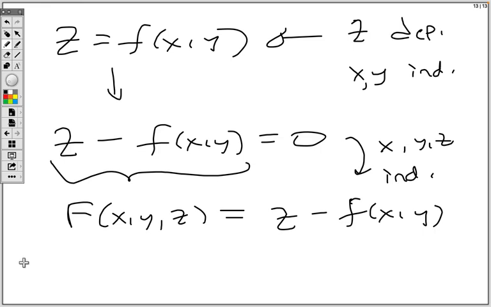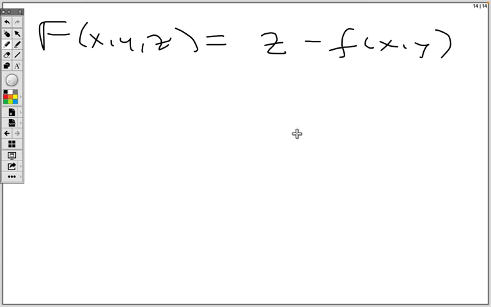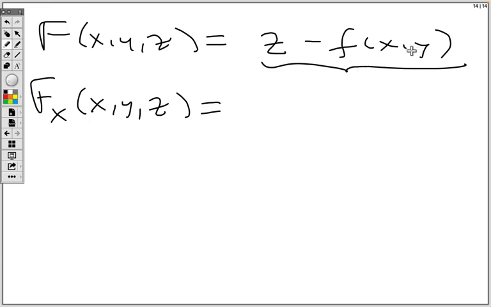And now what I'm going to do is look at the gradient of this function. So once again, in this formulation, x, y, and z are all independent. So if I wanted the partial derivative of capital F with respect to x, I'm going to take the derivative of this expression, treating x, y, and z as independent, which means as far as x is concerned in this formulation, z is a constant. So the derivative of z with respect to x would be 0, and I would just get minus whatever the derivative of this is with respect to x.